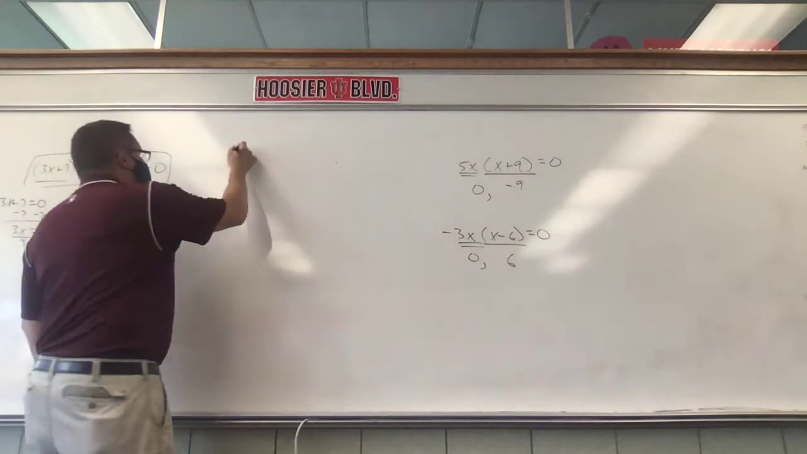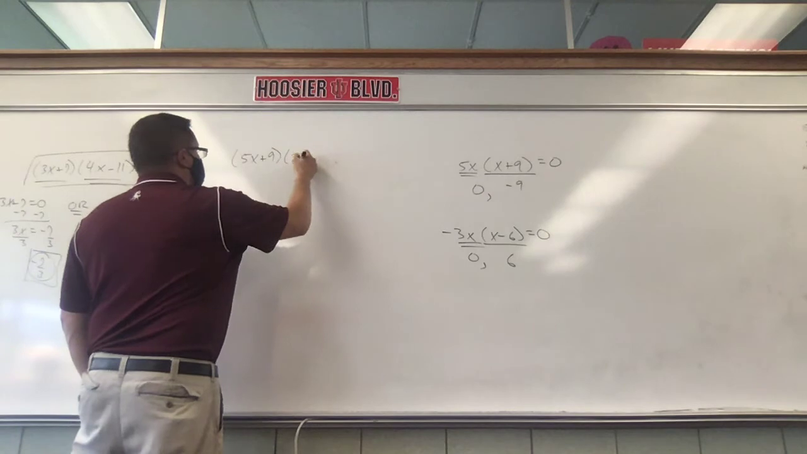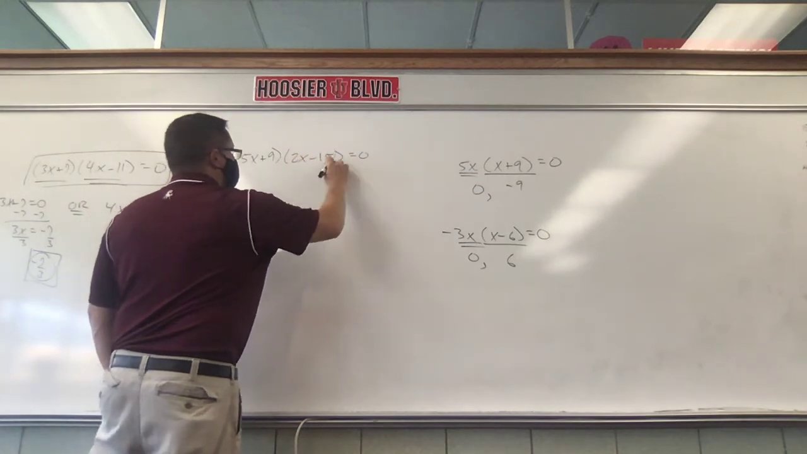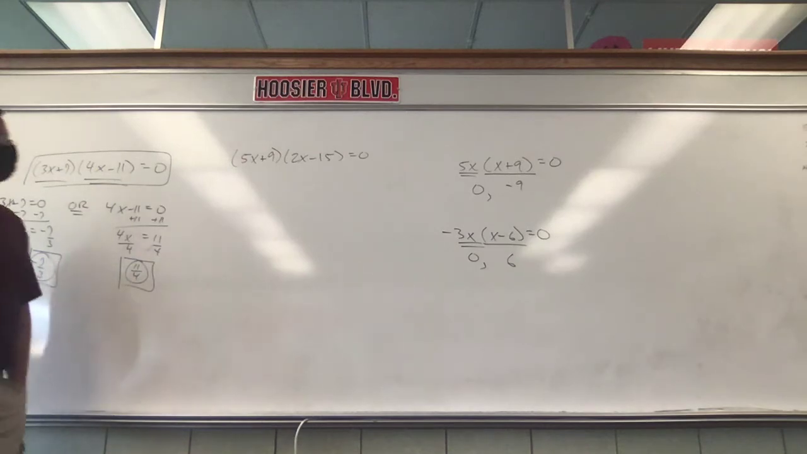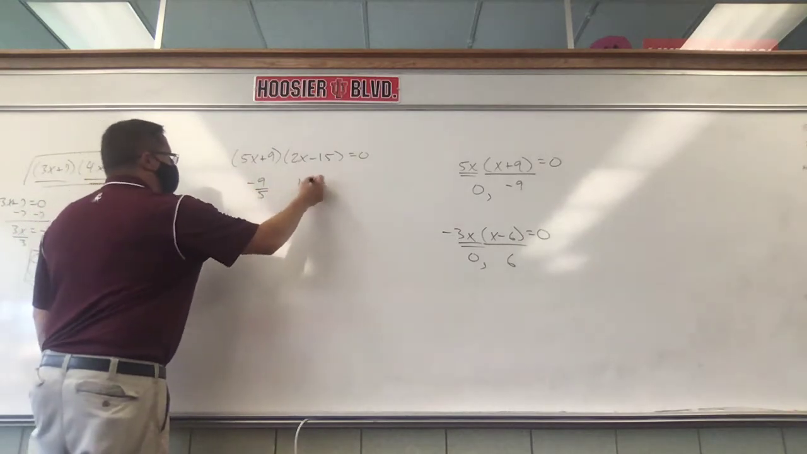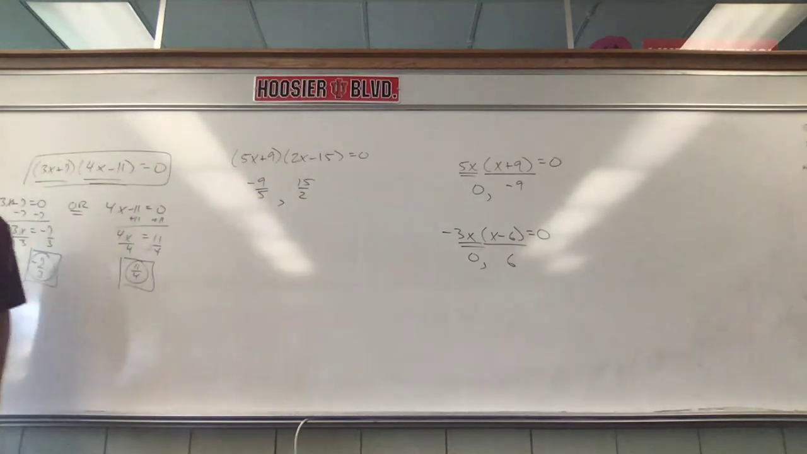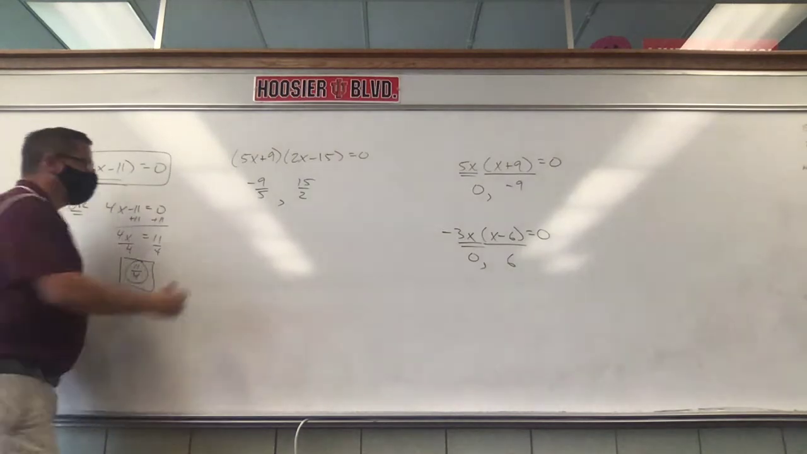Okay, if I give you this right here, 9. The answers to this, and hopefully you guys will start seeing the shortcut. You can do it entirely in your head. The answers to this, I'm not going to show my work, are negative 9 fifths, positive 15 halves. Do you think you got it? I'll test you on it.